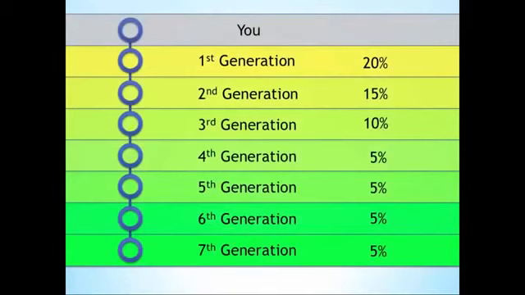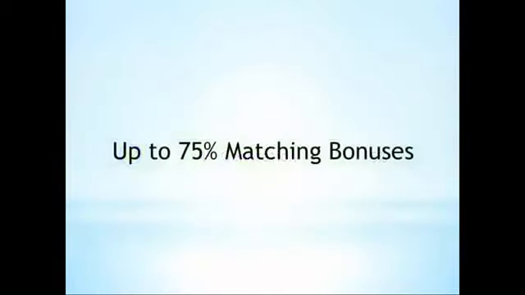Let's look at the whole matching bonus structure and then give an example of how it works. Jeunesse pays matching bonuses on 7 generations. The payout is 20%, 15%, 10%, and 5% on generations 4 through 7. There's even an option to increase your first generation up to 30% by acquiring preferred customers. In total, the Jeunesse Rewards Plan offers up to 75% matching bonuses.